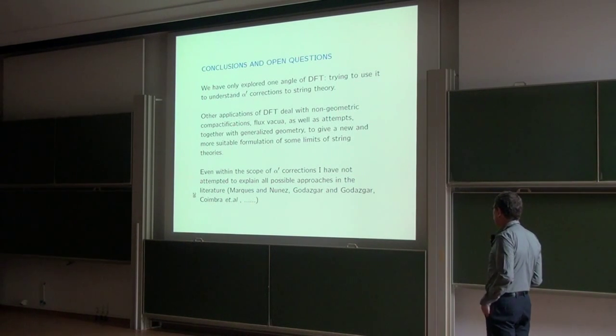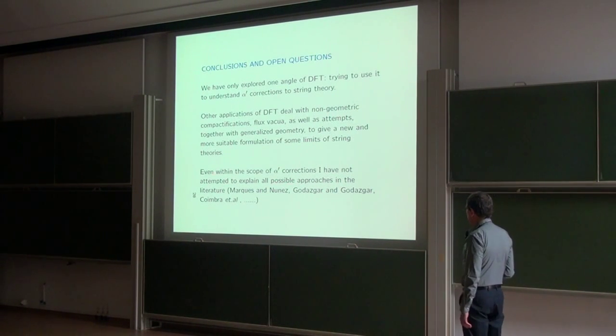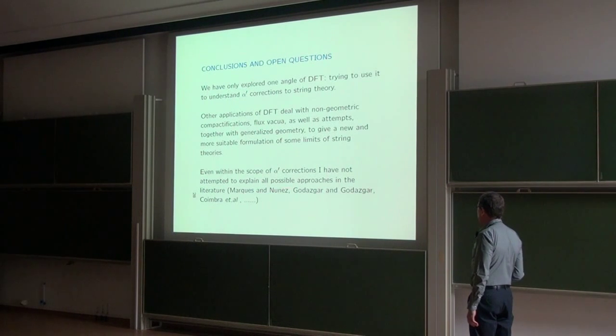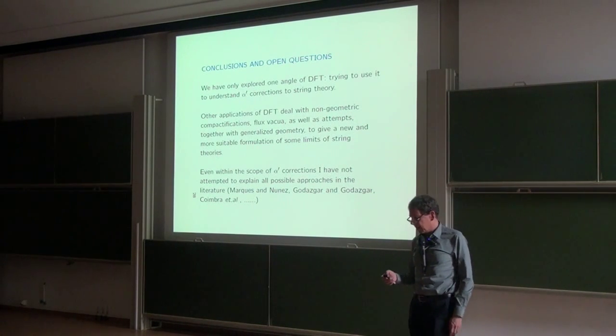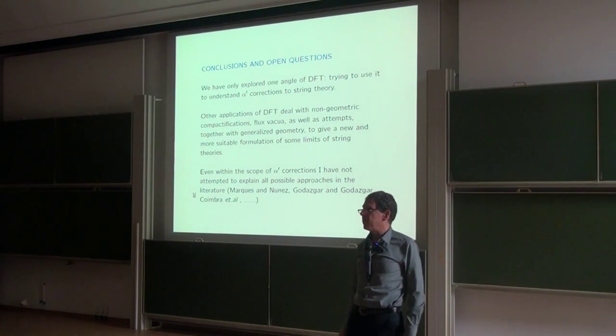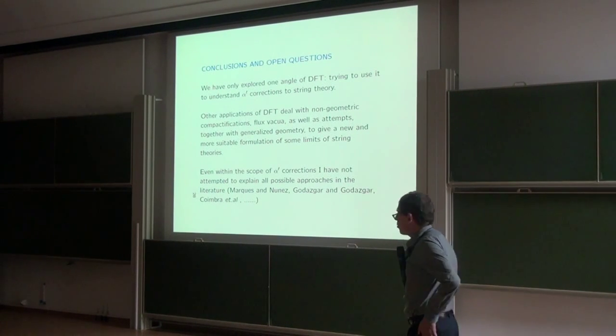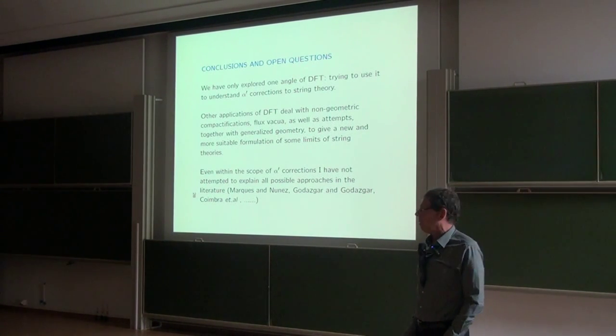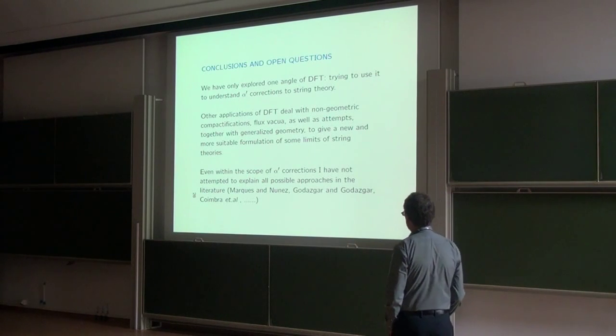So even within the scope of alpha prime corrections, I have not attempted to explain all possible approaches in the literature. And there's work by Marquez and Nunez, quite interesting recently, the Godazgar brothers, Coimbra et al., a little more in the setting of generalized geometry. And there's a general push at this stage to see what T-duality does for alpha prime corrections.